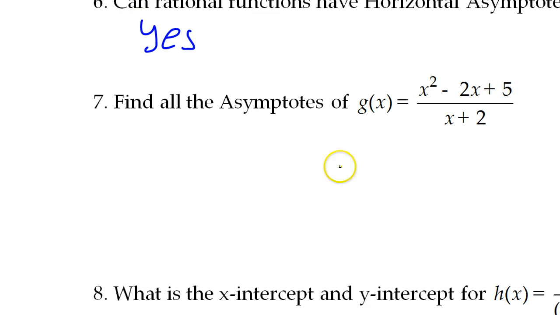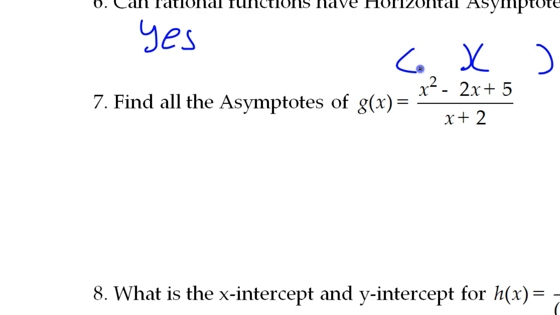Alright, now just as far as your thought process, you should always try to factor this before you start talking about the asymptotes. Because what if the x plus 2 cancels out? Then there won't be a vertical asymptote. There'll be a hole instead. Now, you can pretty quickly tell that this is not going to factor because 5 is a prime number.